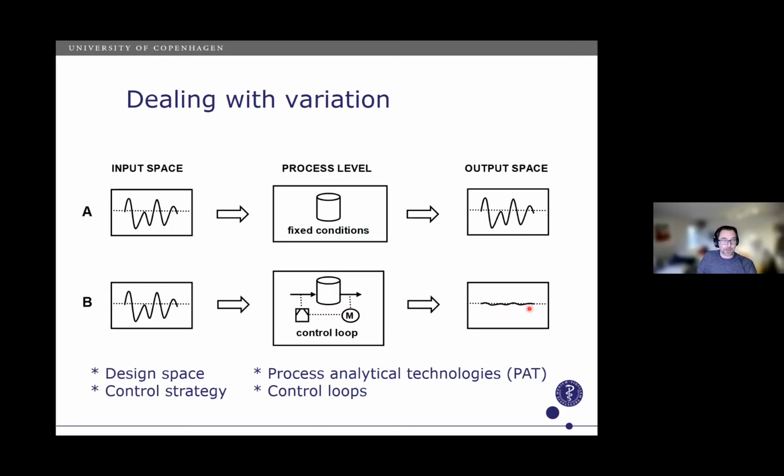And in this context, then these expressions are important. So you need to understand the design space around your product. So design space is referring to this variation, the known variation, and then knowing how it affects the quality of the product. And then control strategy is a strategy that you can cope with this variation.